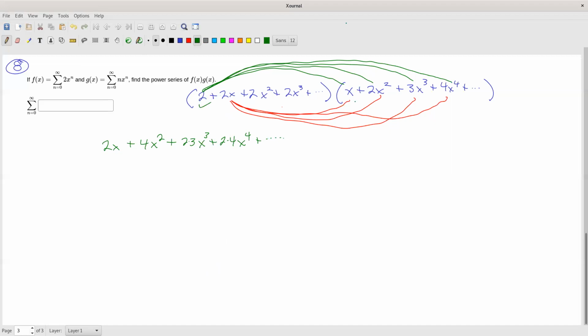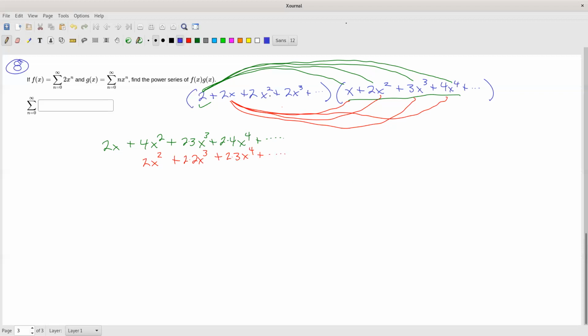Multiplying by these guys here by 2x, what happens there? Well, 2x times x is going to give me a 2x squared. So I'm going to put that under here because it lines up with the right power. And then 2x times 2x squared is going to give me a 2 times 2, x to the 3rd. And then 2x times 3x cubed is going to give me a 2 times 3, but x to the 4th, and so on down the line.